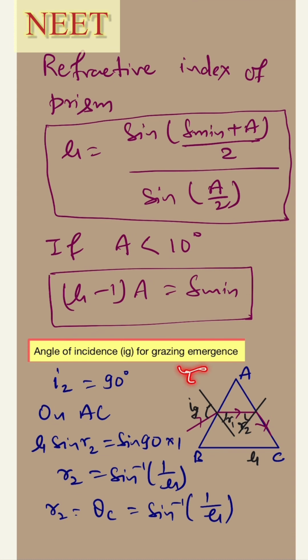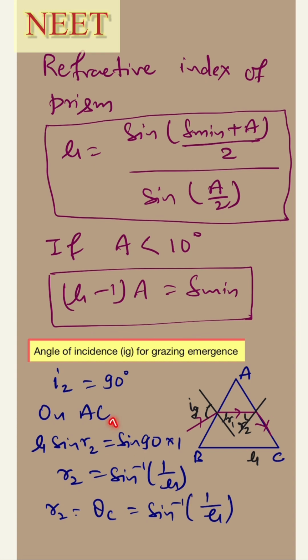Now the next topic related to the prism is angle of incidence for grazing emergence. What is the meaning of grazing emergence? For grazing emergence, you can see the diagram here. Ray of light is coming like this. It will refract, and after that, it will pass along the surface of the prism. It means emergent angle I2 is equal to 90 degree. Clear? I2 is equal to 90 degree.